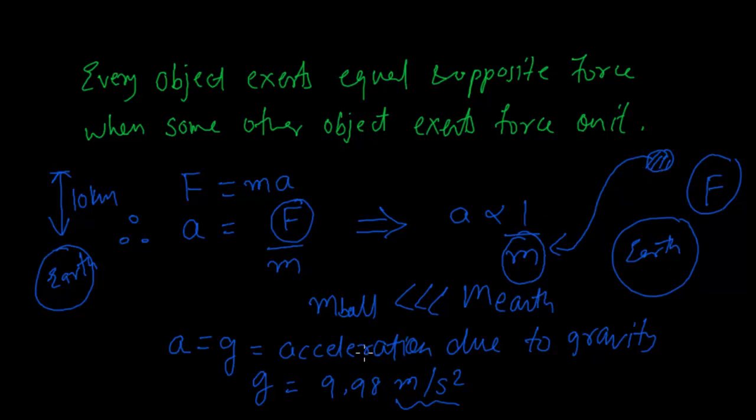And we call this acceleration as acceleration due to gravity, or gravitational acceleration, and its value is 9.8 meter per second square. That's it in this video.